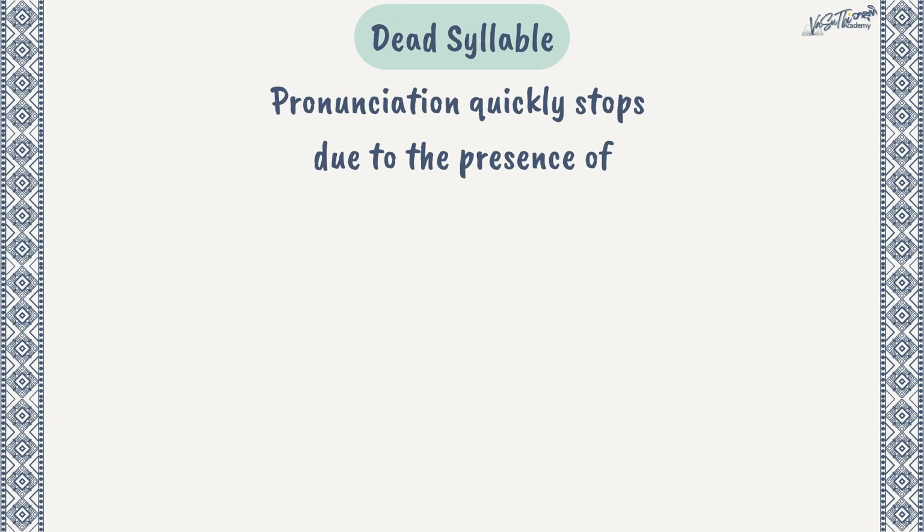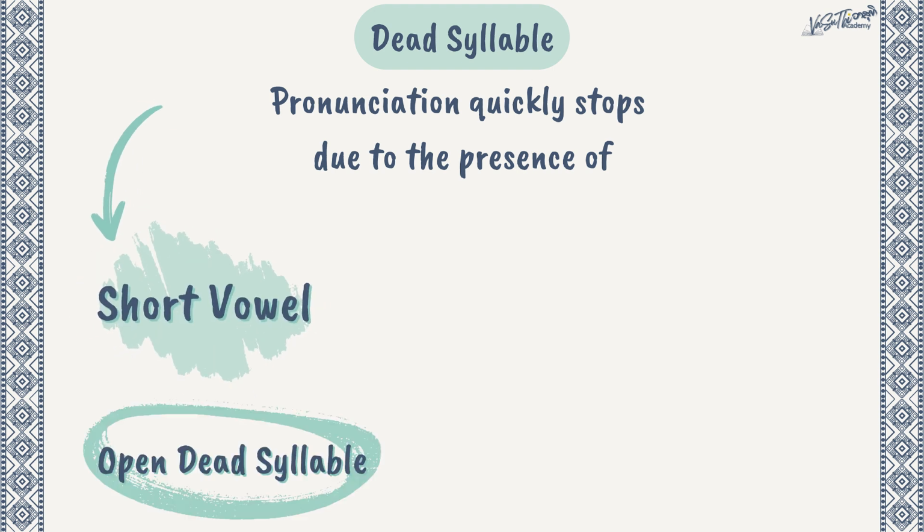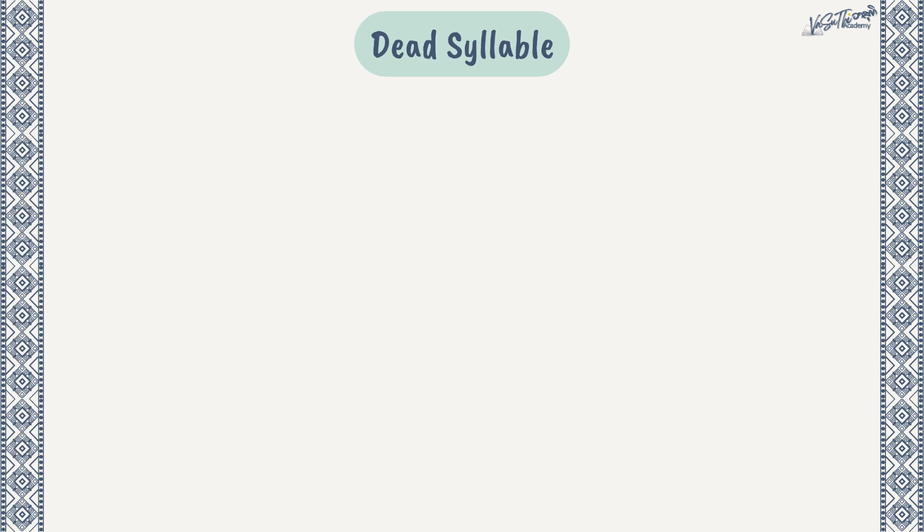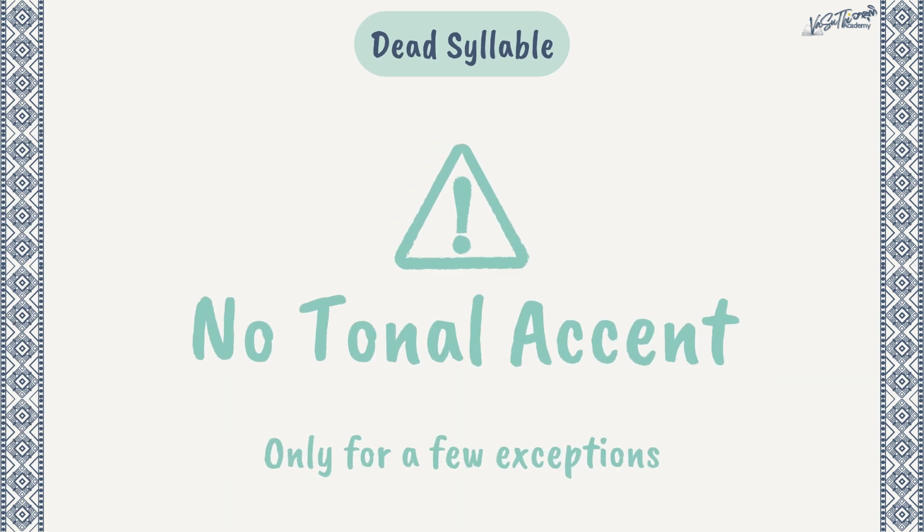A dead syllable is one whose pronunciation quickly stops. It is stopped abruptly by a glottal stop due to the presence of a short vowel in the case of an open dead syllable, and a voiceless or dead consonant, กอดอบอ, which closes the syllable in the case of a closed dead syllable. Be careful, a dead syllable does not accept a tonal accent, except for onomatopoeia, for example.